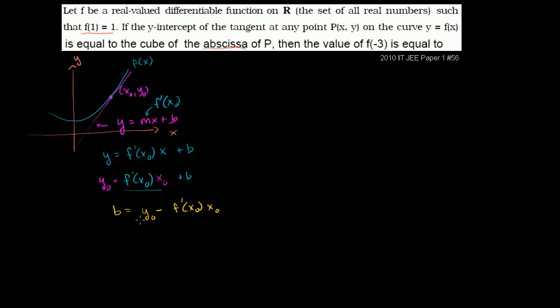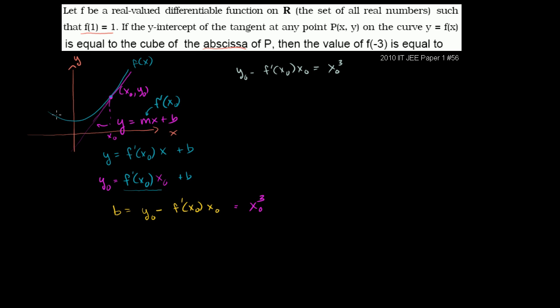So all this sentence is telling us is that the y-intercept is equal to the cube of the x-coordinate. The x-coordinate here is x naught, so it's going to be equal to x naught cubed. So for any x naught, y naught that's on the function itself, we now get this expression: y naught minus f prime of x naught times x naught is equal to x naught to the third. Now, these are particular x and y's. It's just for the case of example. It applies to all of them.